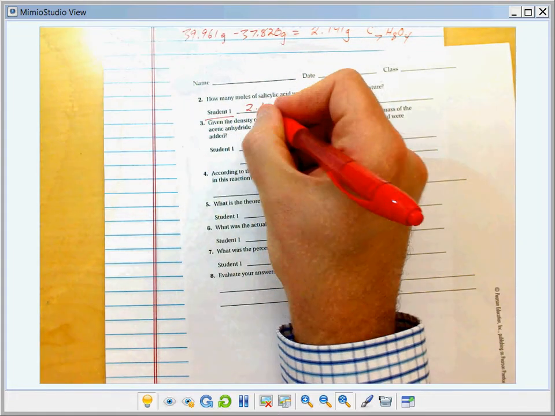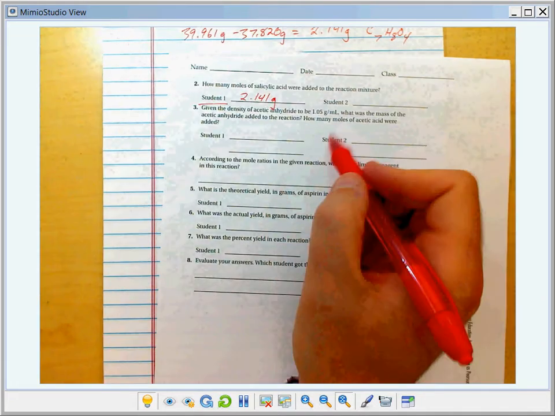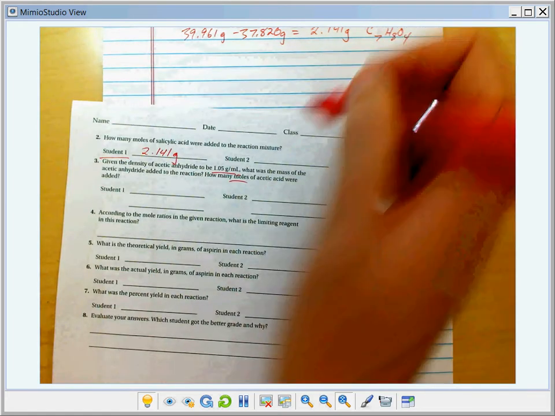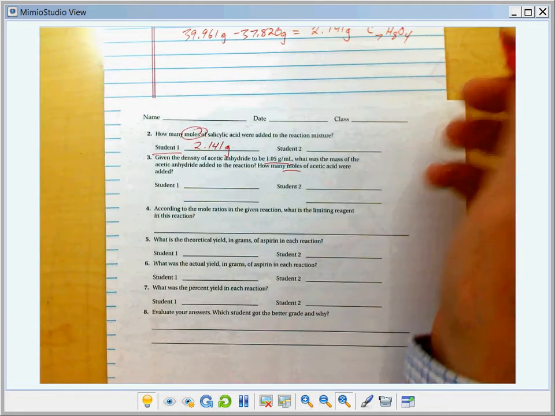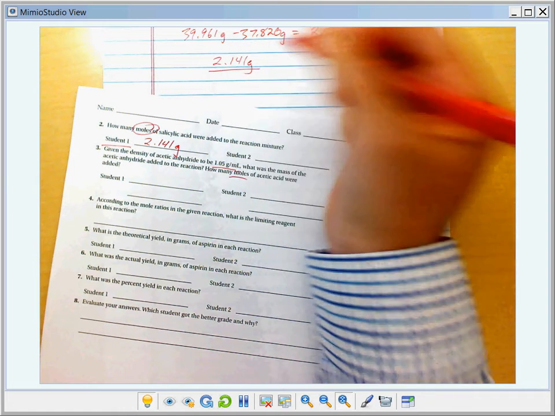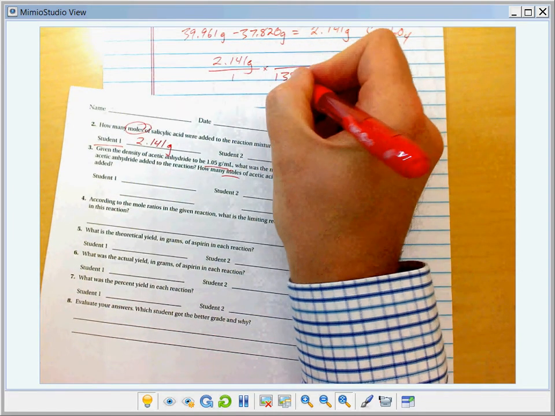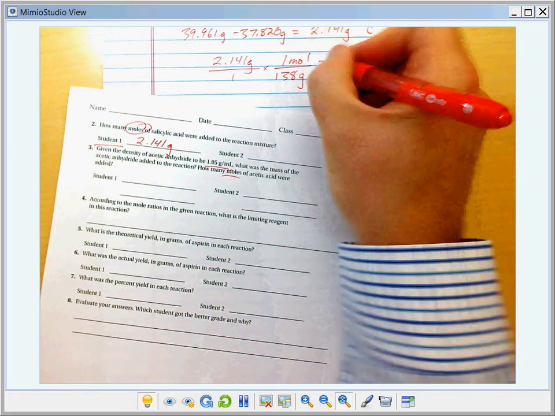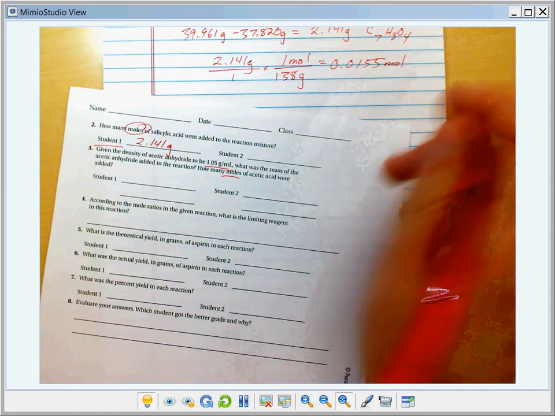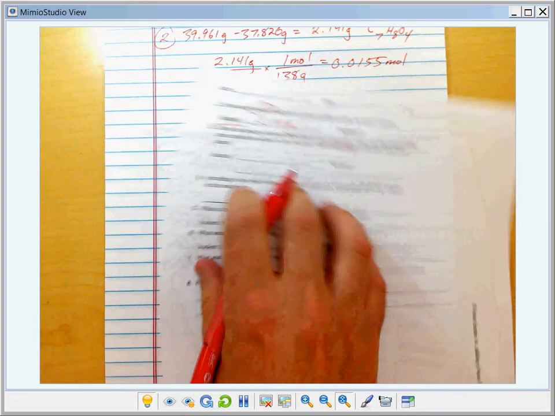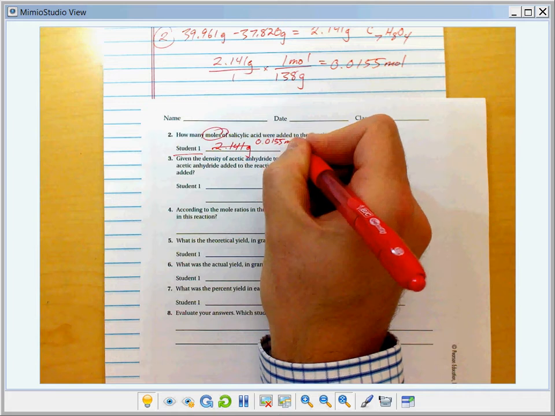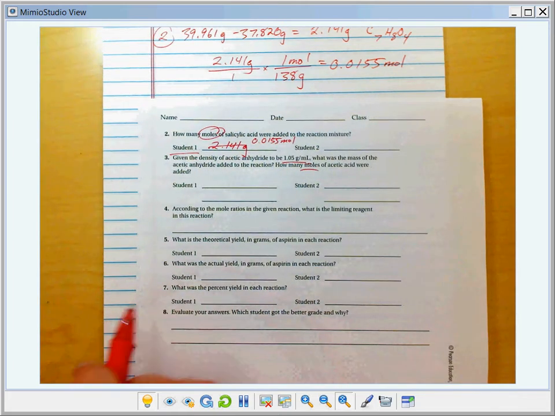The next question asks us to use the density to find the number of moles. Oh, wait, I'm sorry, I didn't even answer the first question. That's about moles, and I'm in grams. How do you turn grams to moles? Divide by molar mass. So I'm going to do 2.141 grams divided by 138 grams per mole. That's the molar mass from the front of the paper. And I get 0.0155 moles. Again, that's the salicylic acid. All right, next up, number 3.